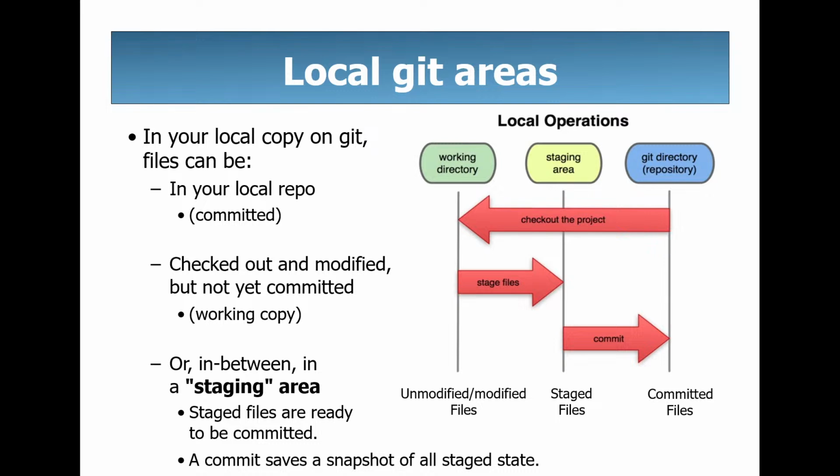Fourth one, review history. View commit history in the local repository. For example, bash git log. Fifth, check status. Check the status of the working directory and staging area. Bash git status. By understanding these local Git areas, you can effectively manage and track project history and collaborate with others in a more organized manner.